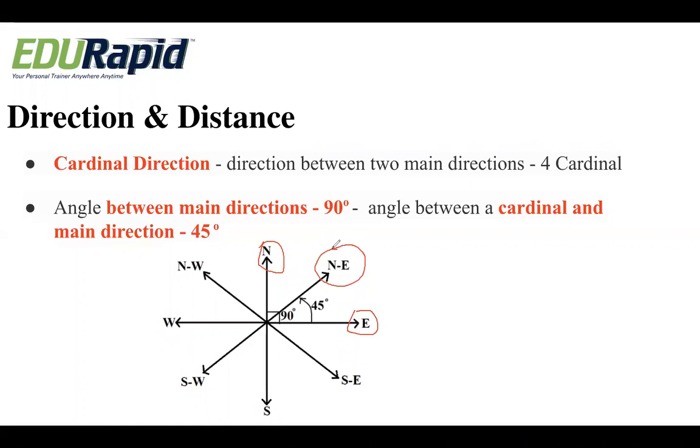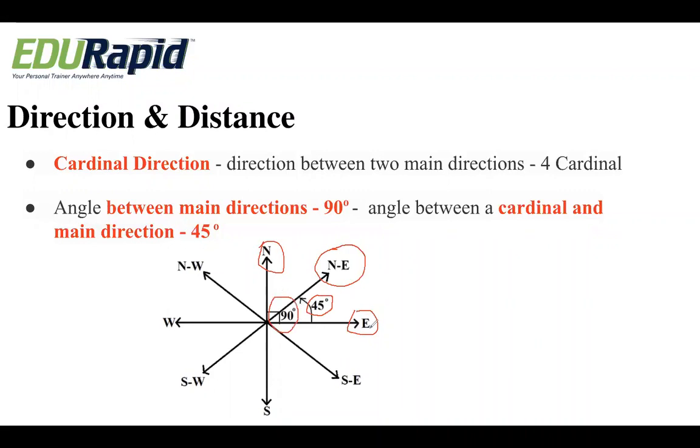Please make a note of all this. The cardinal direction is always in between the 2 main directions. And you know that the angle between north and south is 90 degrees, and the angle between a main direction and a cardinal direction is always 45 degrees. Please remember that.